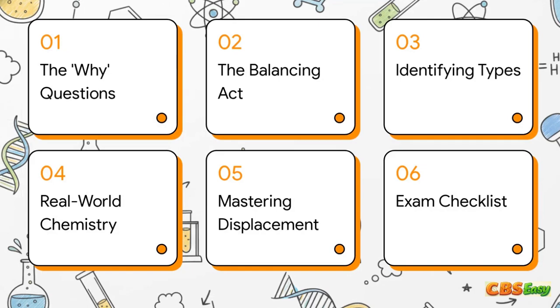So here's our game plan. We're going to tackle the 5 most crucial question types from this chapter. We'll start with those tricky why questions, move on to balancing equations, identifying reaction types, connecting it to the real world, and mastering displacement. And then we'll wrap it all up with a super simple checklist that's going to be your secret weapon in the exam.